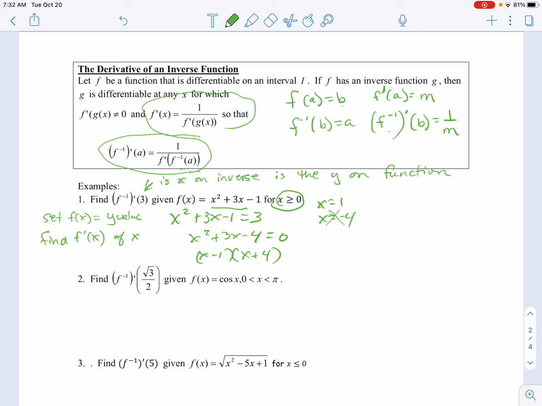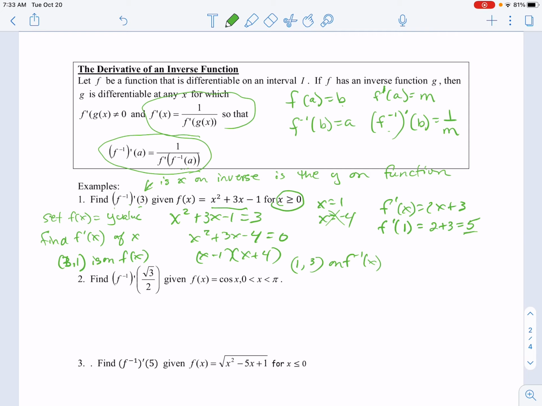So the derivative of this, f prime, is equal to 2x plus 3. F prime of 1 is equal to 2 plus 3 equals 5. Now, remember the 1 on here is the x on the function. It's the y on the inverse. Okay, so the ordered pair (3, 1) is on f of x. (1, 3) is on f inverse of x. They want the derivative of the inverse at 3.